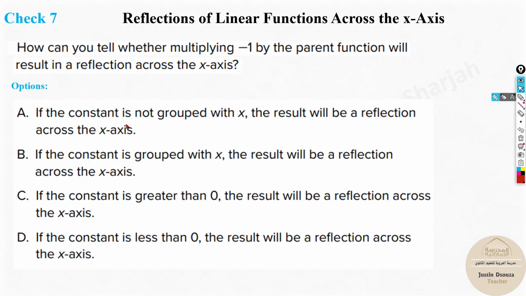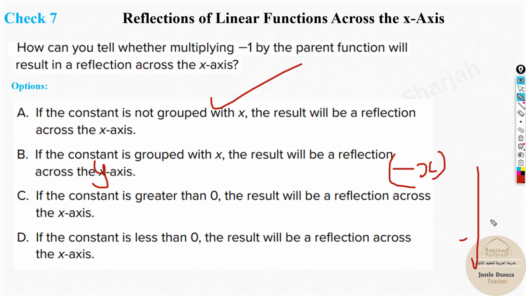Now, how can you tell whether multiplying -1 by the parent function will result in a reflection across the x-axis? Now let's see the options. If the constant is not grouped with x, yes, the result will be a reflection along the x-axis. This is correct. Wait, let's just go through the options. If the constant is grouped with x, then it's a reflection along y. See now, if it is grouped, in the sense there's a bracket, it's going to be along the y-axis. That was the second case.